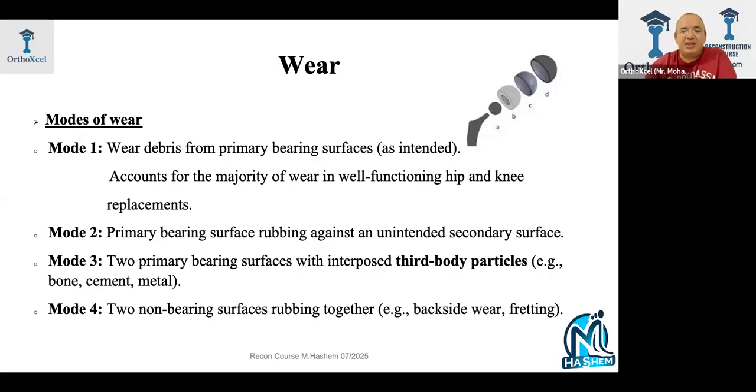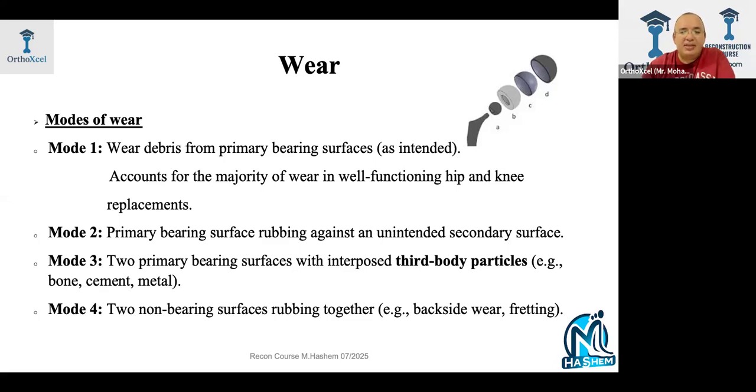Meaning in total hip replacement, if I do a proper total hip, I choose the proper patient, I do the proper technique, I have the proper alignment, I have the proper inclination, I have the proper version, I have the proper soft tissue tension, my total hip is perfect, perfect by definition. There will still be some wear happening, but this wear I intendedly know will happen from the time I manufacture the material. This is called mode 1 wear.